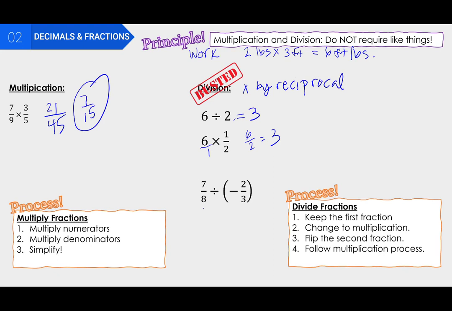Keep the first fraction, right? That one doesn't need to flip, just like the 6 stayed the same. And change to multiplication. Flip that over. Ooh, a negative. All right. And then for the second fraction, follow our process from over here. So that's negative 21 over 16. Don't have to simplify. I could if I wanted to change it to a mixed number, but that is all the operations with fractions. Go ahead and watch the next video about percents.